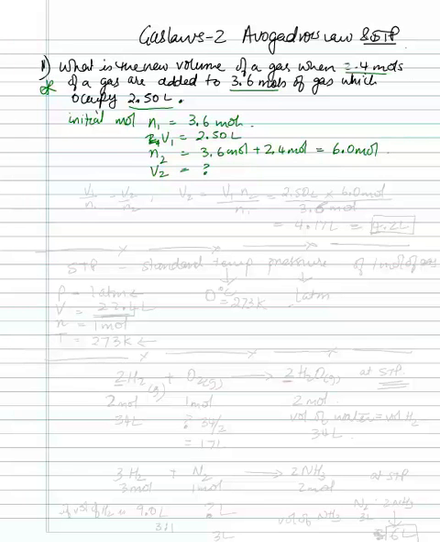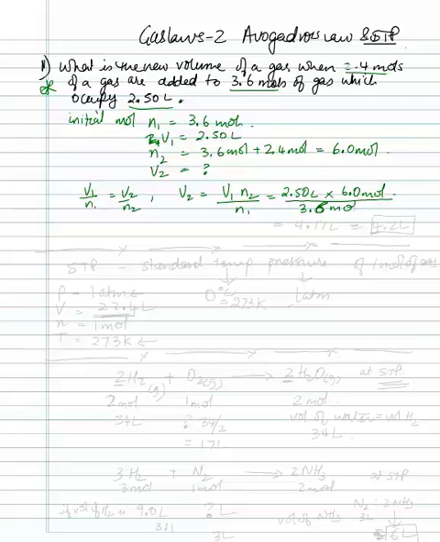So Avogadro's law is V1 over N1 is equal to V2 over N2. We are solving for V2, so V2 is equal to V1 times N2 divided by N1. And so volume 1 is 2.50 liters. The number of moles finally are 6.0 moles. Initial number of moles were 3.6 moles.